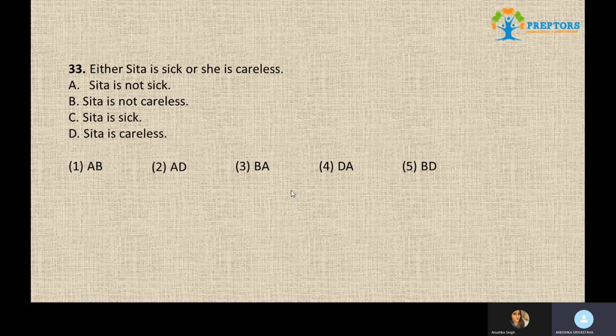Either Sita is sick or she is careless. Now again, I have either or. If Sita is sick, she is not careless. If Sita is careless, she is not sick. So if I say Sita is not sick, she is careless, it is AD. So you see that there is a print error, it is AD or DA, which is option number 2 and 4. You can choose any one. So let us choose AD to be our answer.